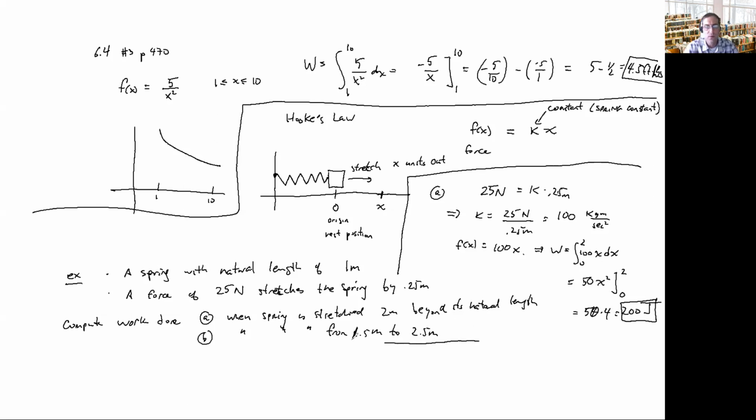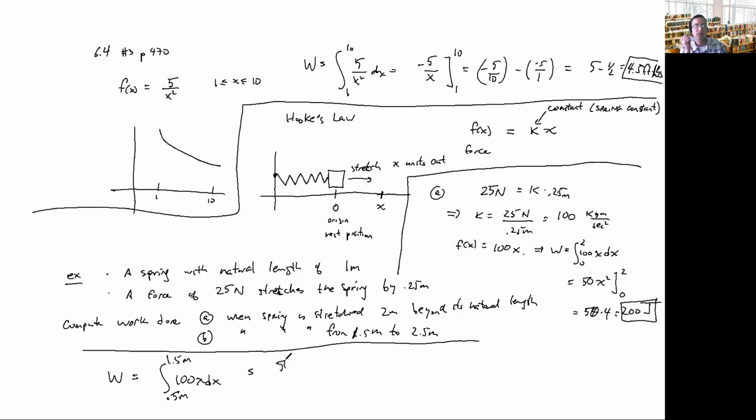Let's go to part B. I'll do that below. In part B, it's similar. You're integrating 100x dx, but now we're going from 1.5 meters to 2.5 meters. We have to think about what that means. It's 1.5 meters beyond the natural length of 1 meter, right? So that means it's been displaced initially by 0.5 meters. And then in the 2.5 meter case, it's being displaced 2.5 minus 1, which is 1.5 meters.